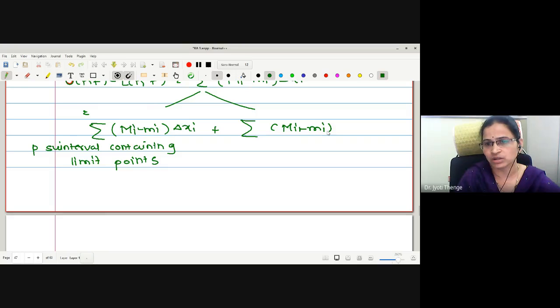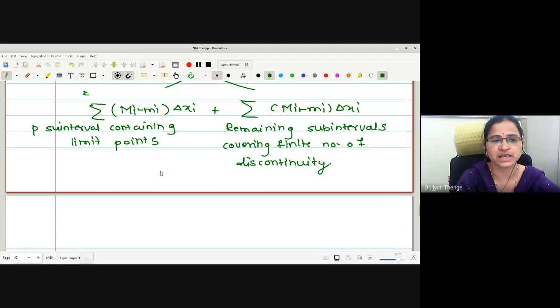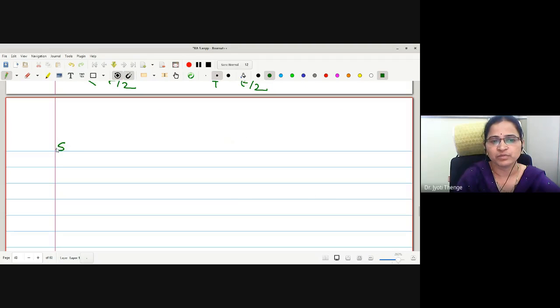What about the remaining sum? This is over the remaining subintervals, covering finite number of discontinuities. Now what we want is that the total contribution is less than epsilon by 2. Therefore the job is to adjust this term less than epsilon by 2 added with this term less than epsilon by 2. Correct?